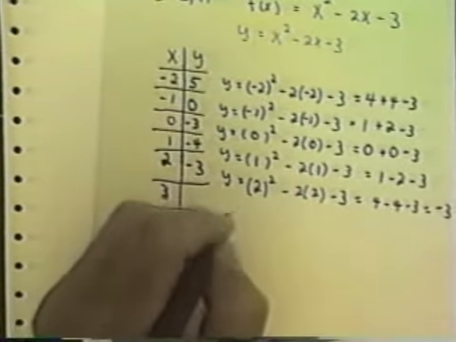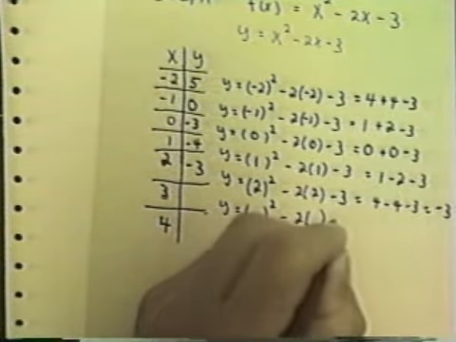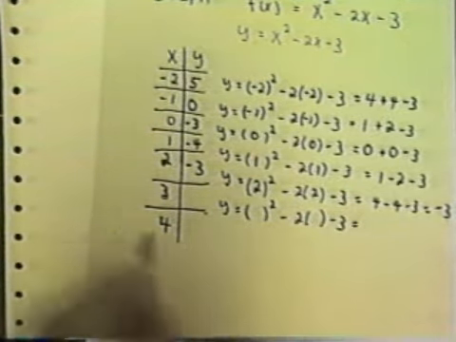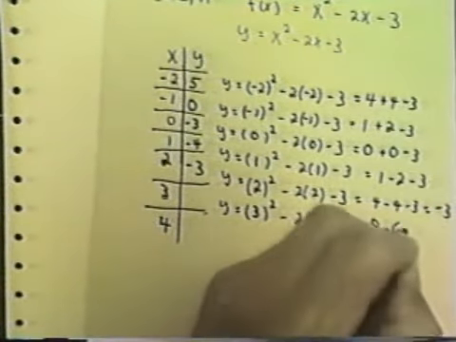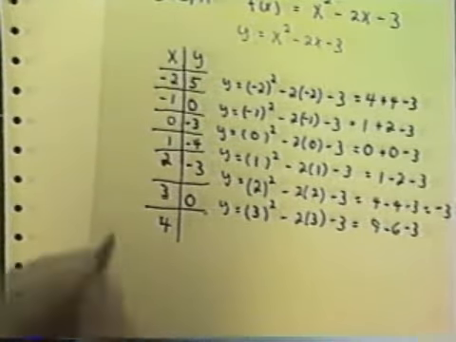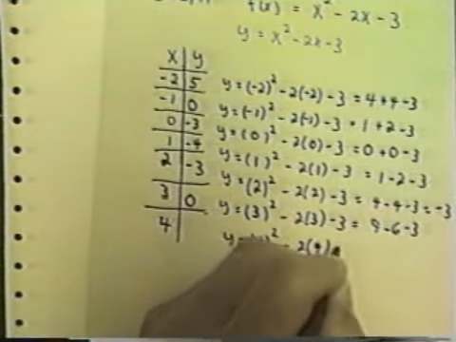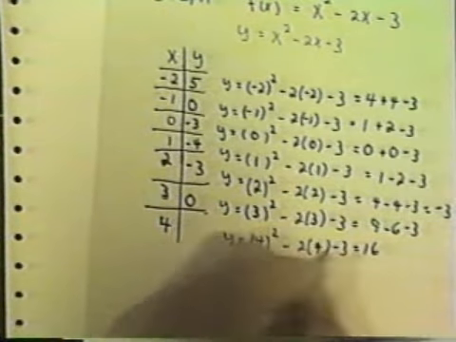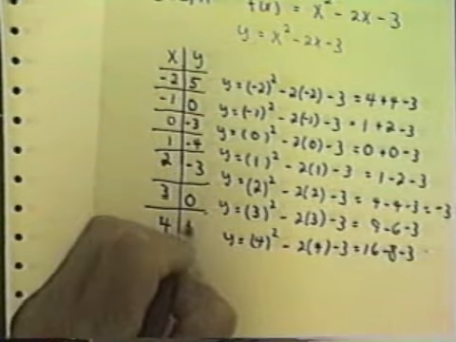Now if x is 3, then y would equal something squared minus 2 times something minus 3. I'm going to replace the something by 3 because we're saying x is 3. So I would get 9 minus 6 minus 3, which is 0. For 4, I get y equals 4 squared minus 2 times 4 minus 3, which is 16 minus 8 minus 3, which is 5.